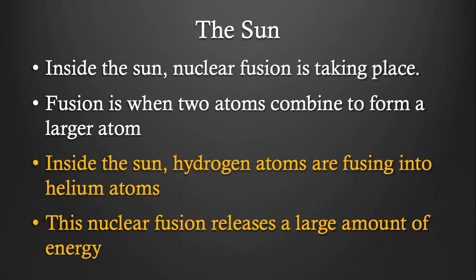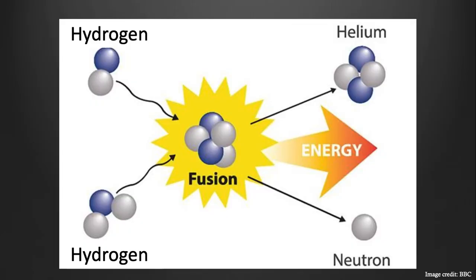Inside the sun, nuclear fusion is taking place. Fusion is when two atoms combine to form a larger atom. Inside the sun, hydrogen atoms are fusing into helium atoms. This nuclear fusion releases a large amount of energy. And here is a diagram of nuclear fusion, two hydrogen atoms fusing together to form one helium atom and releasing energy and a neutron.